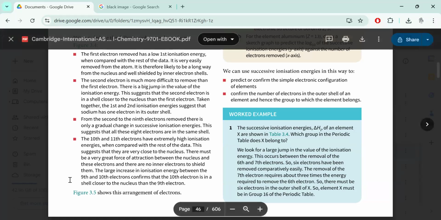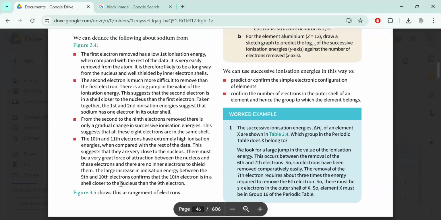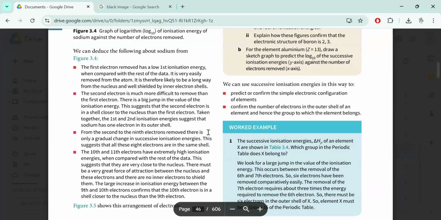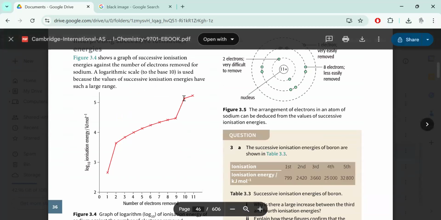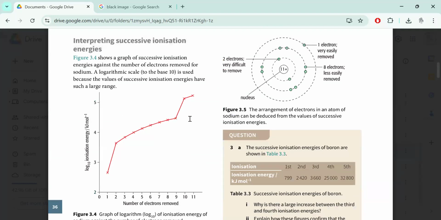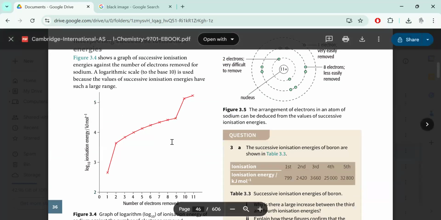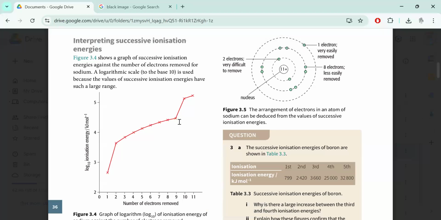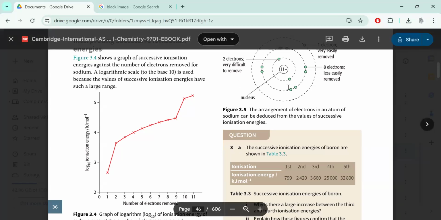And there are no electrons to shield them. The large increase in ionization energy between the ninth and 10th electron confirms that the 10th electron is in a shell closer to the nucleus than the ninth electron, as you can see right here. This is the ninth electron, this is the 10th. It has a big leap because they are in different shells. This is the second shell and this is the first shell. And the first shell is the closest one to the nucleus.